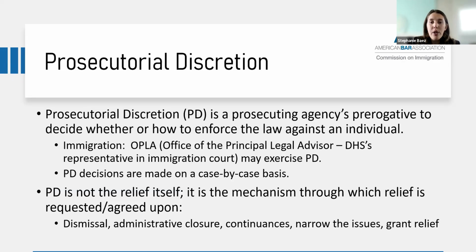But basically, prosecutorial discretion is the prosecuting agency's prerogative to decide how they want to enforce a case. Prosecutorial discretion is not a type of relief itself necessarily; it's the mechanism through which relief is requested or agreed upon with the government attorney. Through prosecutorial discretion, you can seek dismissal, administrative closure, continuances, you can request to narrow the issues, or even have an agreement that relief should be granted. So I like to think of PD as a more formal meet and confer with government attorneys, but there's a specific process through which it must be done.